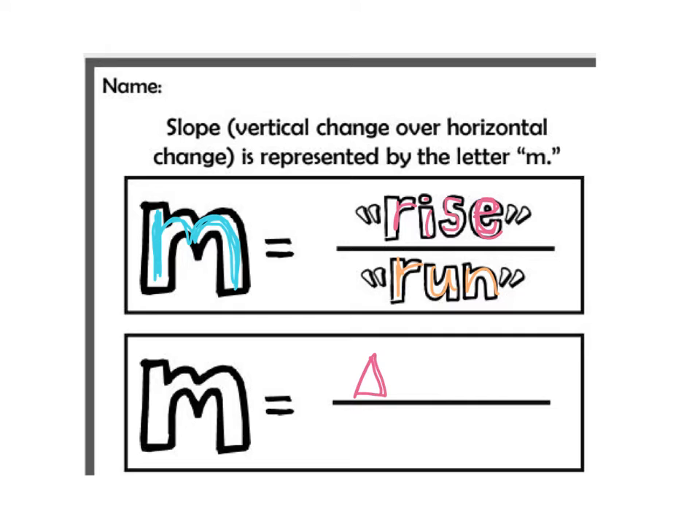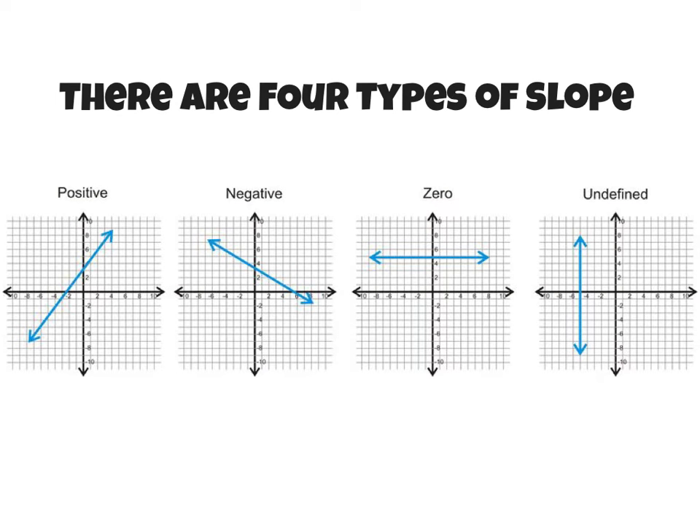This symbol right here is a Greek letter called delta, and it means change. The change in y, and don't worry, this will make more sense later this week, over the change in x. Today we're only focusing on identifying, but I want you to at least have somewhat of an idea of slope. So slope is always known as M, and it's the rise over run, or change of y over the change of x. So there are 4 types of slope.